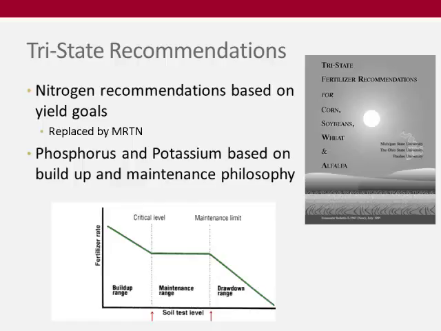But again, for P and K, this idea of build and maintain, where your fertilizer rate increases as your soil test level is low. As your soil test level increases, you hit this maintenance range, and then, of course, as that extractable nutrient increases in the soil test, you don't need to apply, or apply less and less. So that's the entire framework in terms of how the recommendations are based.